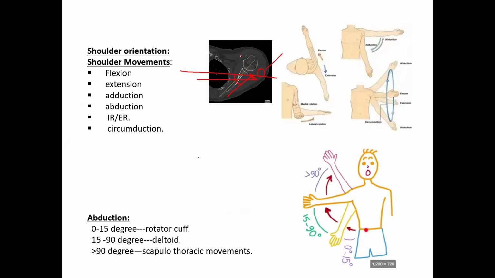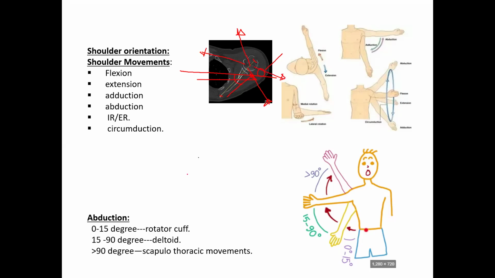So any movement happening is perpendicular to this axis. This is the shoulder axis. So movements perpendicular to this axis are happening. We call this movement here flexion, this extension. Here the movement is adduction, and the movement here is abduction.